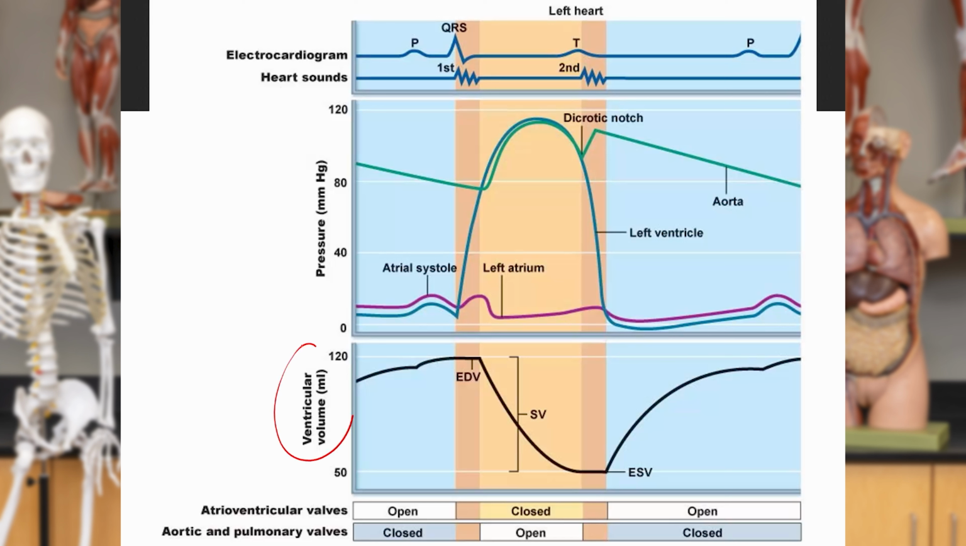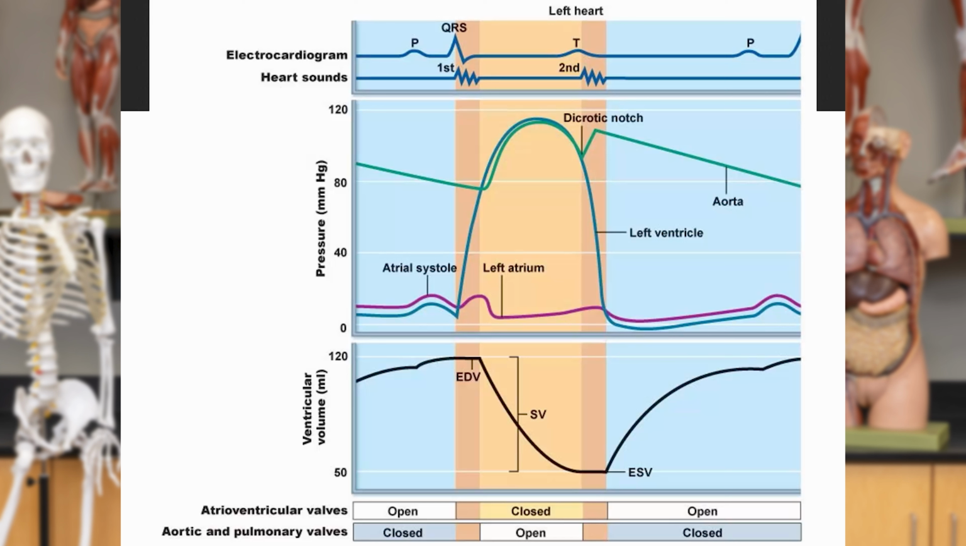Below that, looking at ventricular volume. This is how much blood is in the left ventricle. And it's the same as the right, but either way. The very bottom, you're looking at the AV valves and the semilunar valves. So looking at, are they open or are they closed?